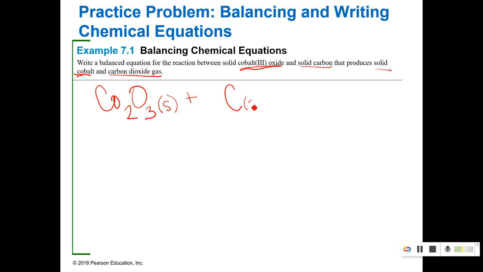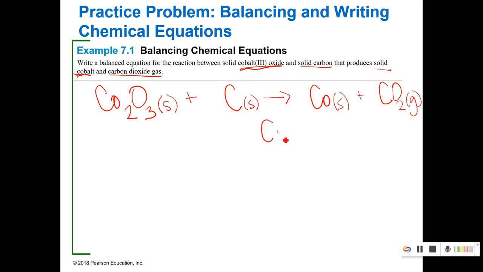Also, make sure you're leaving space in front of each compound or element so we can put a coefficient if we need to. Produces solid cobalt and carbon dioxide gas. Also, really make sure your small O's and your big O's look different, because there's cobalt and oxygen and just regular carbon, so that could get a little confusing.